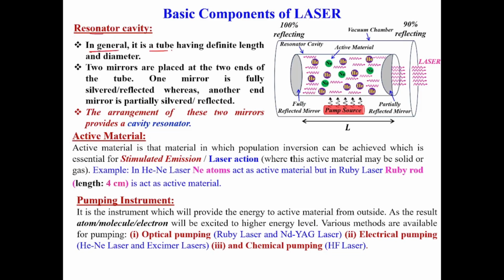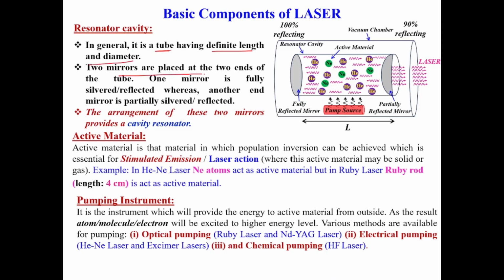In general, it is a tube having definite length and diameter. Why definite length and diameter, we are going to discuss in our next class. So here you can see in this figure, this is a tube having length L, definite length and definite diameter. Here I consider the helium neon laser experimental arrangement. So the tube has the definite length and diameter.